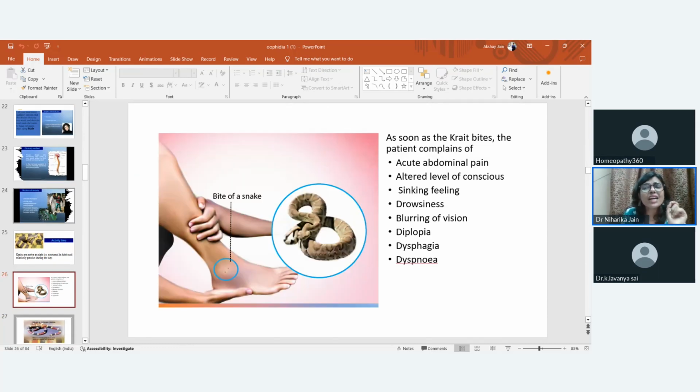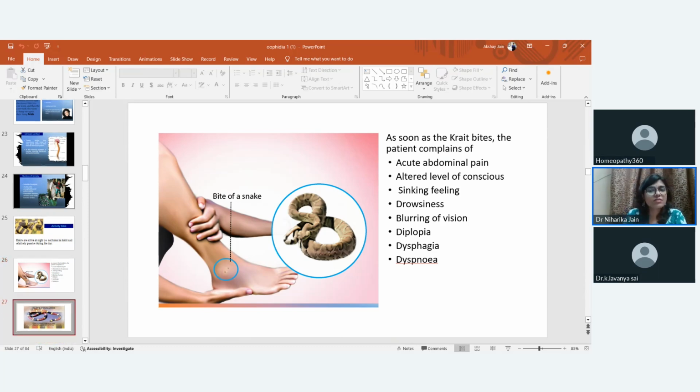As soon as the Krait bites, the patient complains. So what are the patient's complaints? Acute abdominal pain, altered level of consciousness, sinking feeling, drowsiness, blurred vision, diplopia, dysphagia, and dyspnea. In all those complaints, you also think of Bungarus.